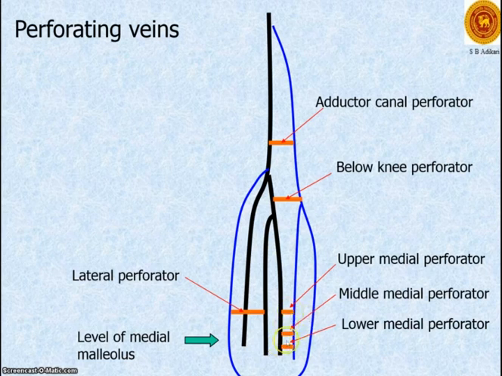Then there are three medial perforators. The upper medial perforator connects the posterior arch vein to the posterior tibial vein. Both the lateral perforator and the upper medial perforator lie at the junction between the lower third and the middle third of the leg. Then there is a middle medial perforator which lies immediately above the medial malleolus, and a lower medial perforator which lies immediately below the medial malleolus.